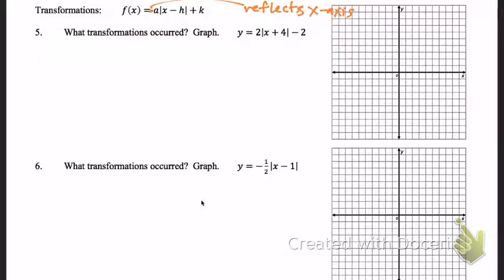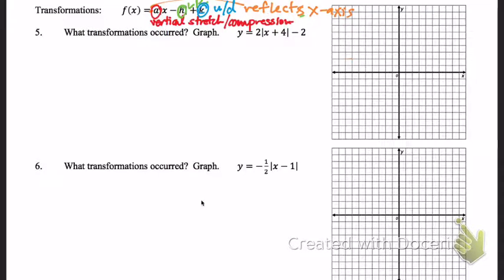Then the a itself is a vertical stretch or compression. How do I know the difference? When is it stretched? It's opposite: it stretches when it's bigger than 1, and it compresses whenever it's less than 1, so any fraction that's less than 1. The h tells me what? Left or right. And then the k tells me up or down. Good, so just a little refresher. k is up or down.